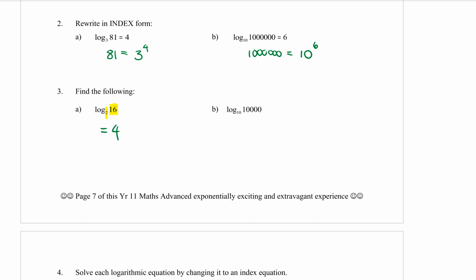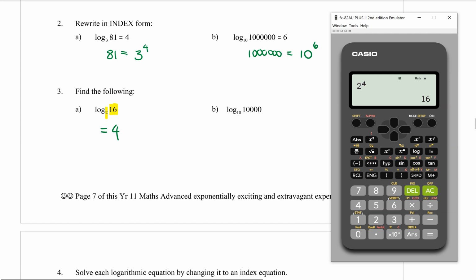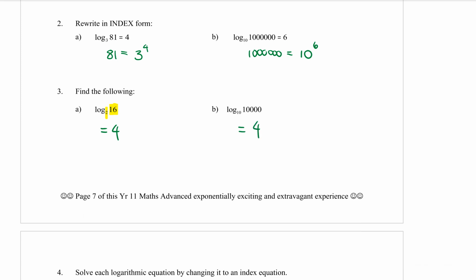Let's try it again for part B. The logarithm is asking us 10 to the power of what gives 10,000? It's 10 to the power of 4 gives me 10,000. So that logarithm is also equal to 4.